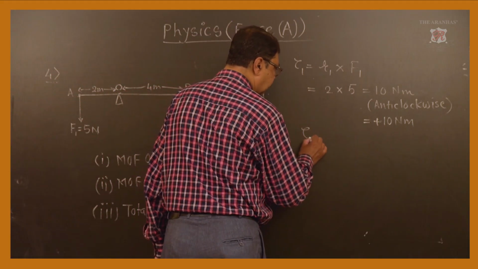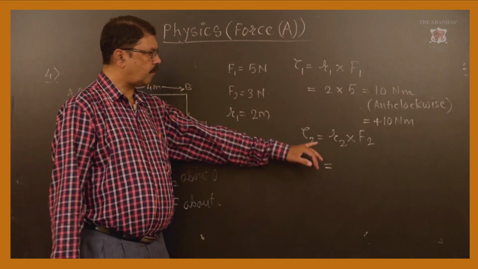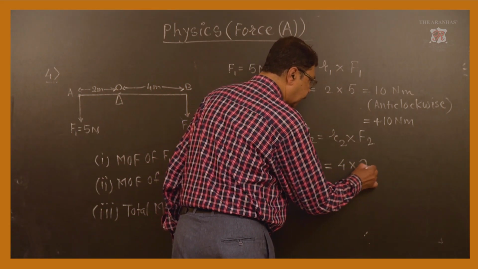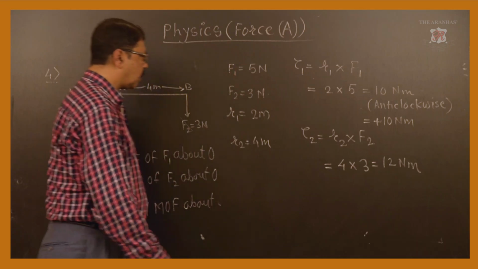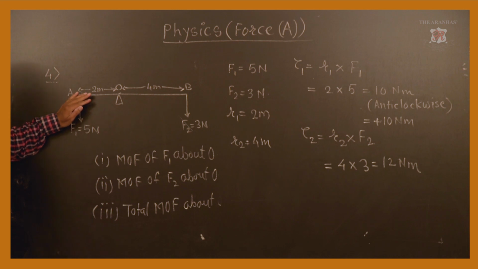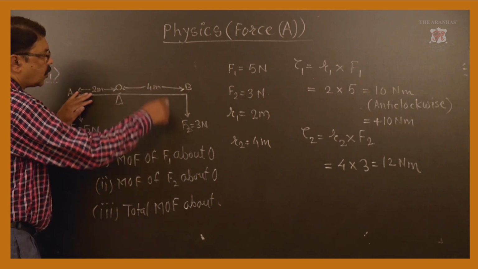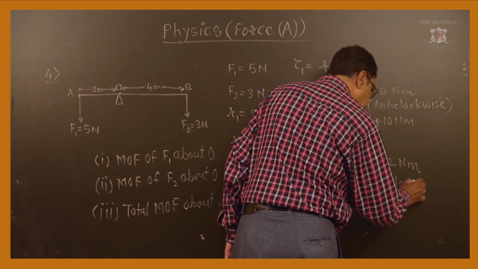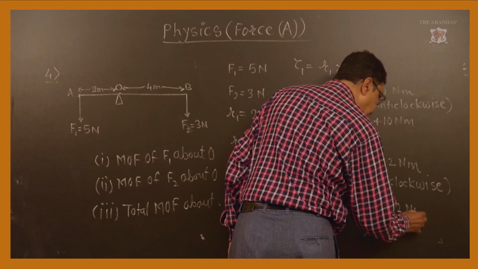Similarly, second torque will be perpendicular distance R2, magnitude of force F2. So, substituting the values, 4 into 3, that is 12 Newton meter. Now, you have to specify accordingly. You are finding moment of force of F2, so assume that F1 is not there. What type of moment of force will it be? It will cause the rod to revolve in clockwise direction. So, either write here clockwise, or you can write it as minus 12 Newton meter.